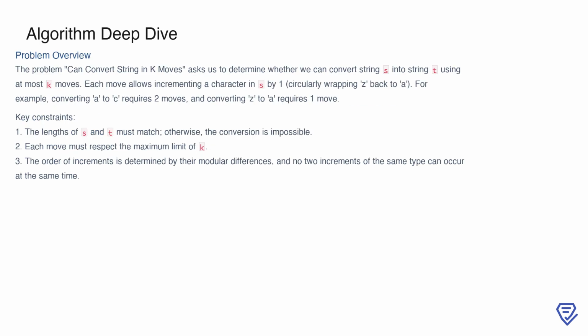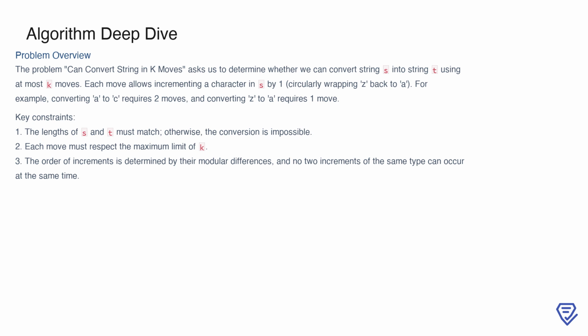The problem asks us to determine whether we can convert one string, s, into another string, t, within a given number of moves, k. Each move allows us to increment a character in s by one step, and this increment is circular. For example, converting a to b takes one move, while converting z to a also takes one move because of the circular nature. However, converting it to c would require two moves.